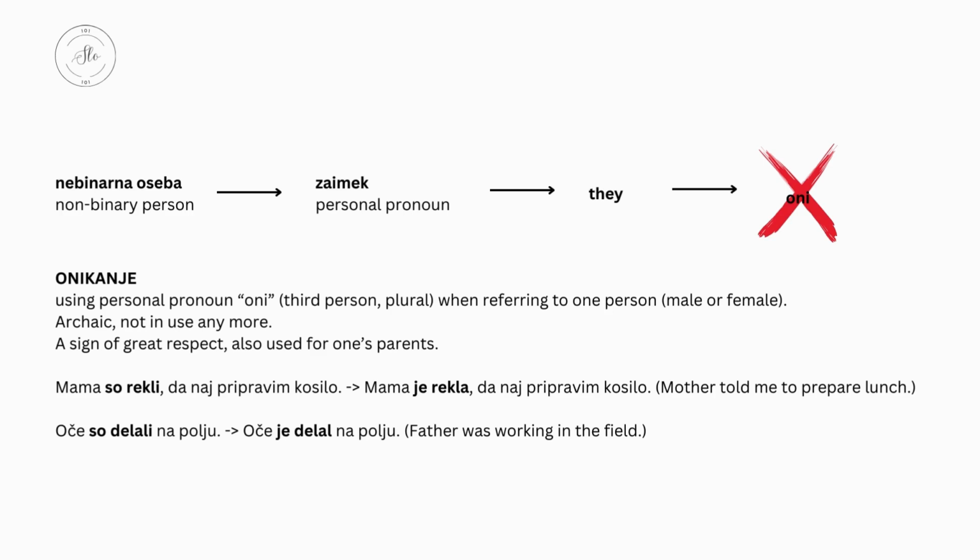Let's look at examples of onikanje. Mama so rekli, da naj pripravim kosilo. Without onikanje, this sentence would be: Mama je rekla, da naj pripravim kosilo. Secondly, oče so delali na polju. Without onikanje, this sentence would be: Oče je delal na polju.